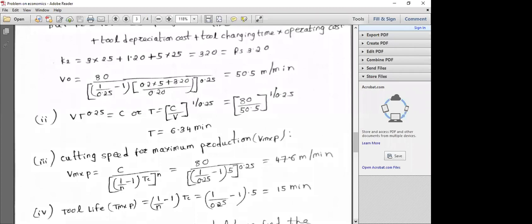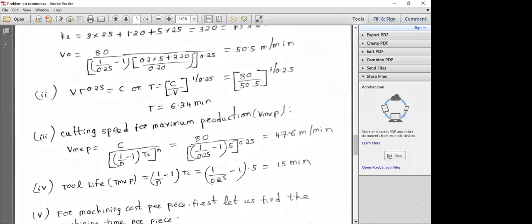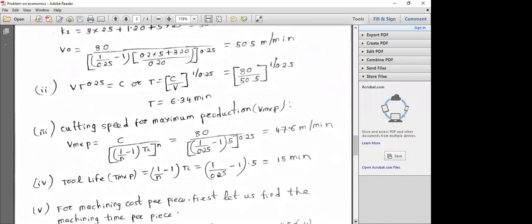Because if you run the lathe at the maximum spindle speed in RPM, you have to replace the spindle in a short amount of time. That's why there is a lot of discussion, 50.5 here and 47.6. The value will be less here as far as the cutting speed for maximum production rate. And tool life for maximum production rate you also calculate according to the formula, 15 minutes.